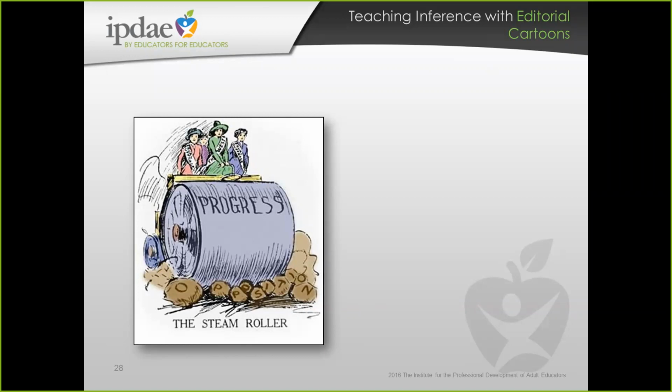So you've put some of that background knowledge straight into some inferences. So go further. What do you think this author was trying to do, this cartoonist, and what are a couple of inferences we can make?